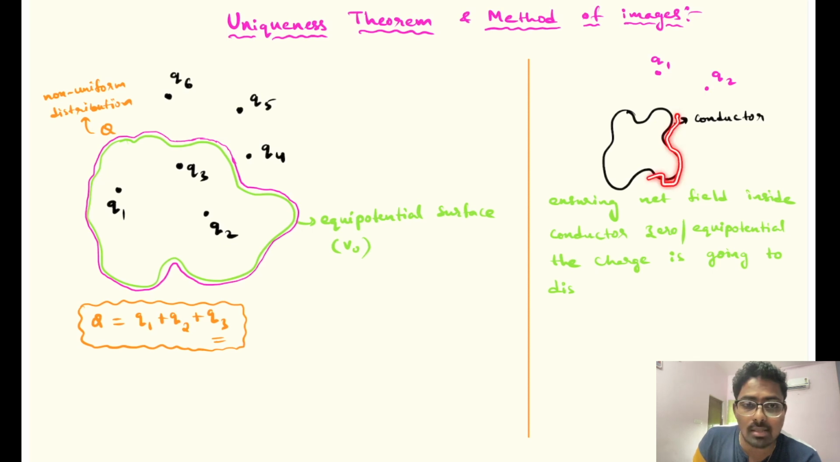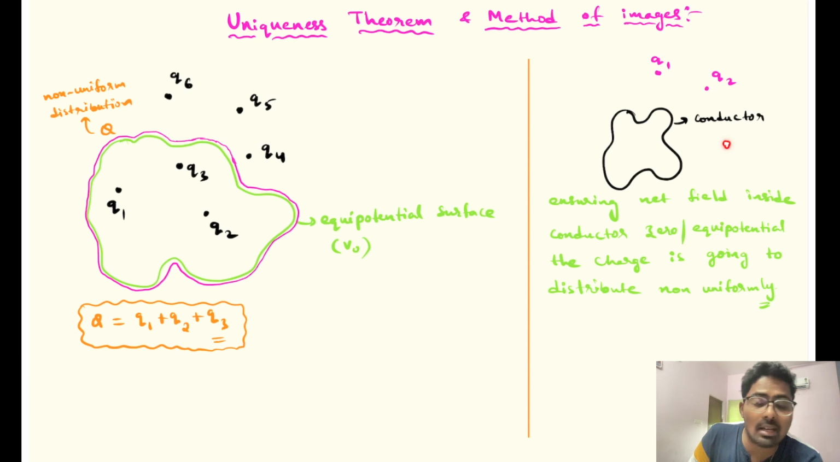Whatever the zero charge is there, now it can distribute in such a way that here negative charge can be there, here some positive charge can be there with different densities, ensuring that the field anywhere inside will be zero, and the potential of this entire conductor remains what? Same. It is going to distribute non-uniformly.